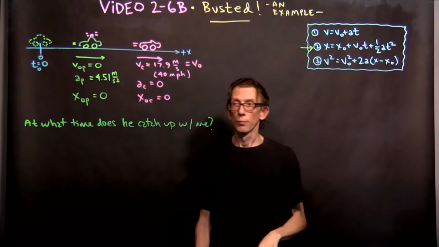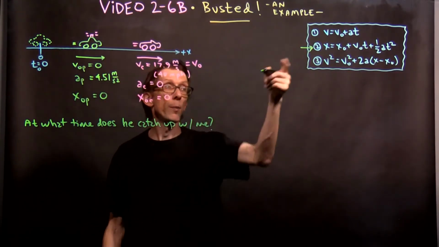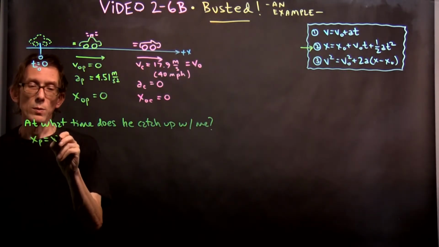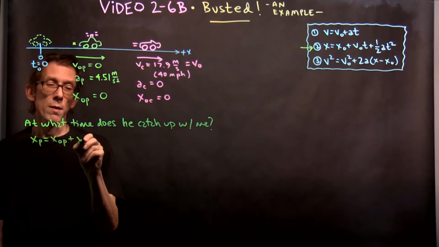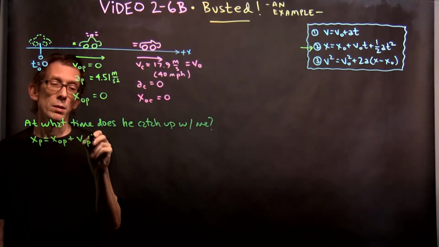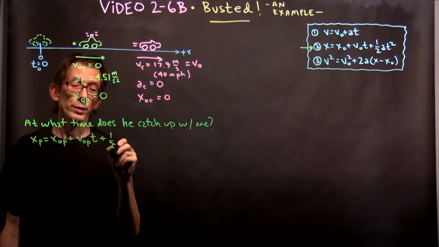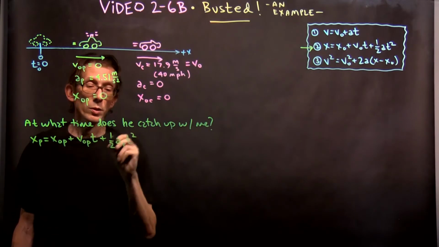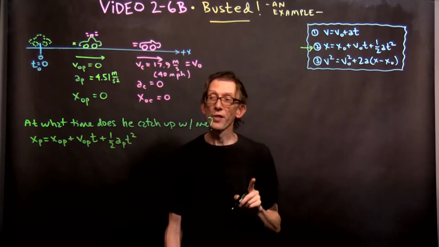Okay. So I want to write this out for the police officer first. We're going to use number 2. So X sub P equals X naught P plus V naught P T plus 1/2 A P T squared.